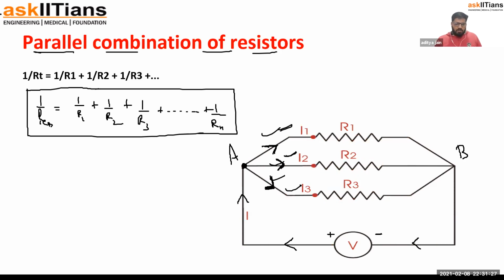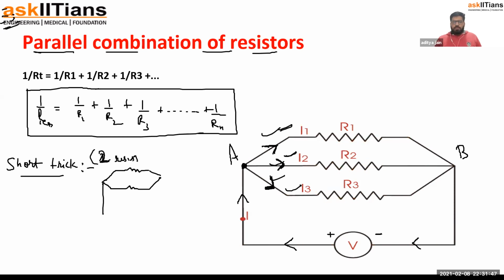And there is one short trick also available for the calculation of resistance. Suppose you are having two resistors like this. This trick is valid for two resistors only, not more than two, not less than two. Now you can see this is a battery, this is the current, suppose this is R1, this is R2. R1 and R2 are in parallel combination, because at junction A there are two paths of current possible.